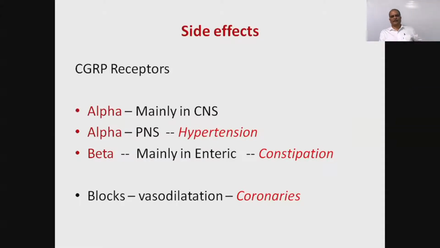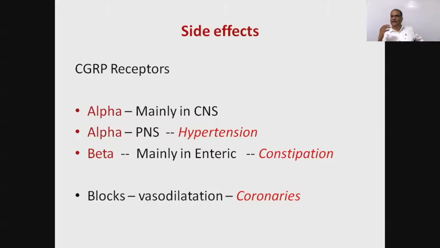So if you look at the CGRP receptors, they are found both in CNS and PNS and also in the GI tract. The alpha receptors are mainly seen in the CNS and the PNS, and the enteric nervous system has a lot of beta receptors for CGRP protein. So as expected, one of the side effects can be constipation, because when you give the injection, it's acting systemically and affects all the receptors, both the alpha and the beta receptors.